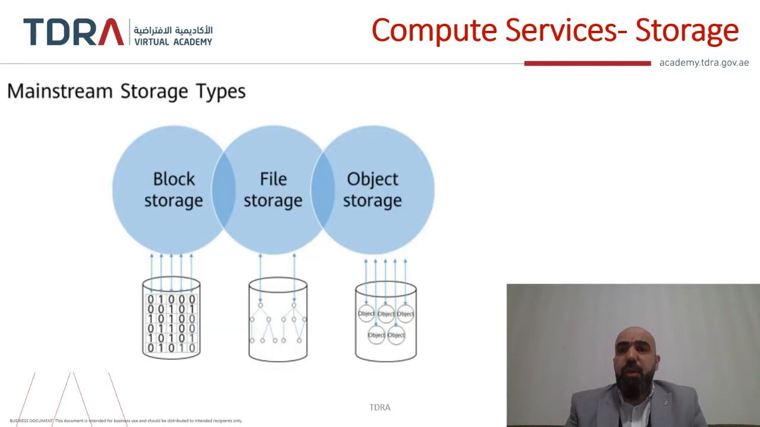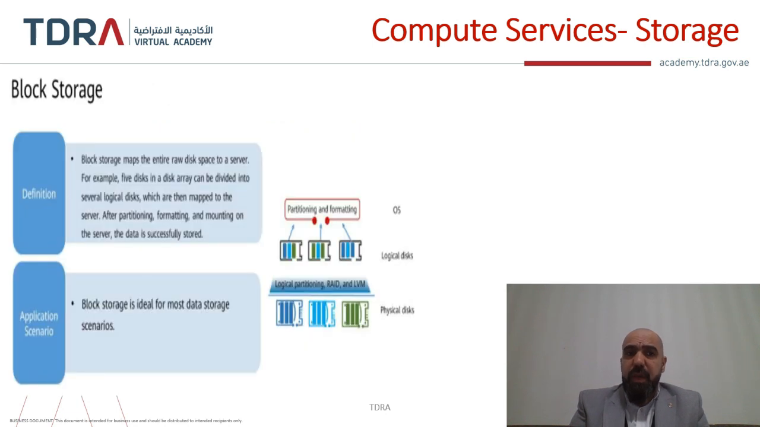The third compute service that we have is storage services. As we know, the storage that we have is block storage, file storage, and object storage. So this is a normal infrastructure that we have. Block storage maps the entire raw disk space to the server.